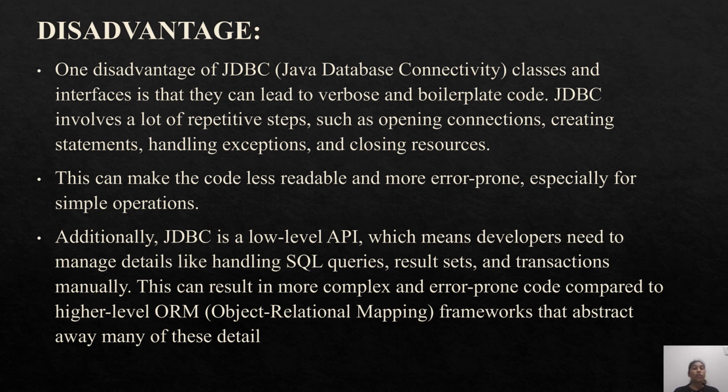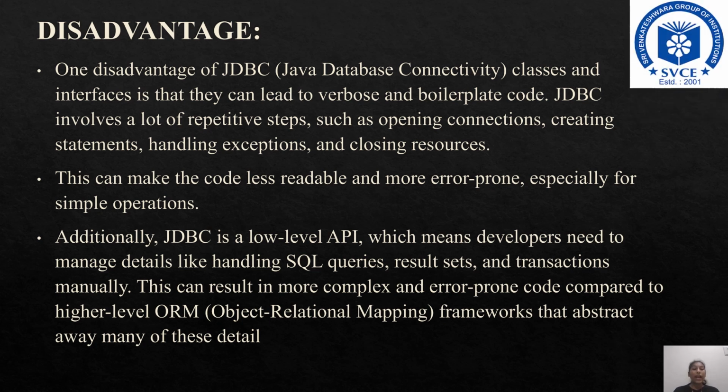The one and only disadvantage of JDBC classes and interfaces is that they can lead to verbose and boilerplate code. That is, JDBC involves a lot of repetitive steps such as opening connections, creating statements, handling exceptions, and closing resources. This can make the code less readable and more error prone, especially for simple operations. Additionally, JDBC is a low-level API, which means developers need to manage details like SQL queries, result sets, and transactions manually. This can result in more complex and error-prone code compared to high-level ORM. ORM is Object Relational Mapping frameworks.